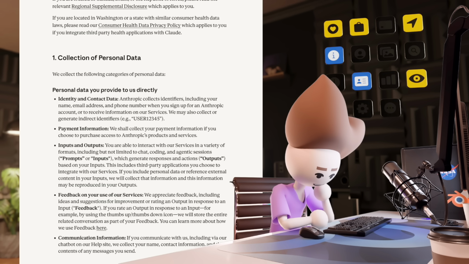Payment information. We shall collect payment information if you choose to purchase Anthropic's products or services. We can mark off financial data for that one.